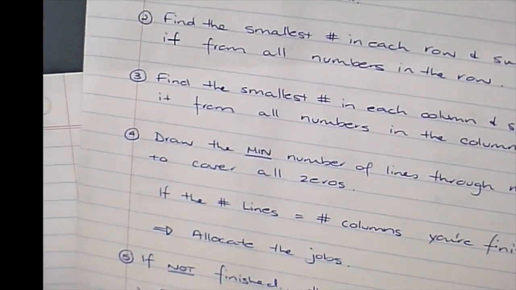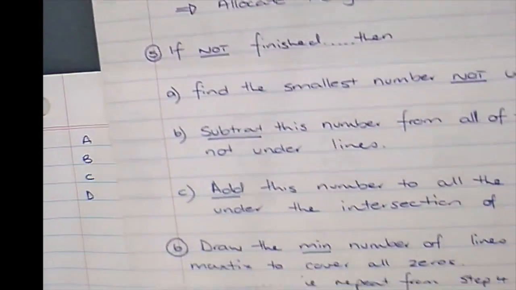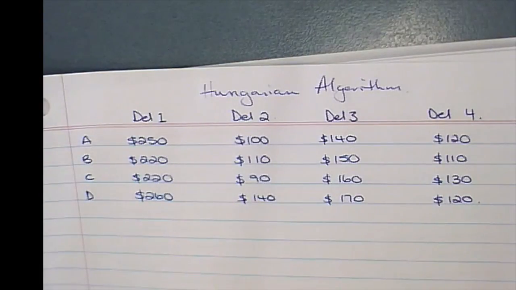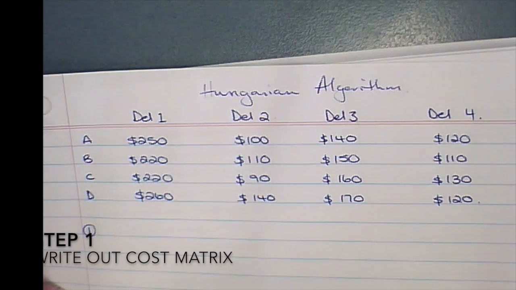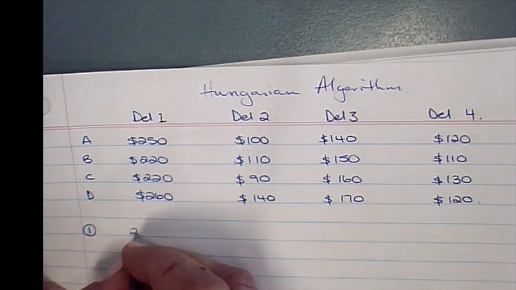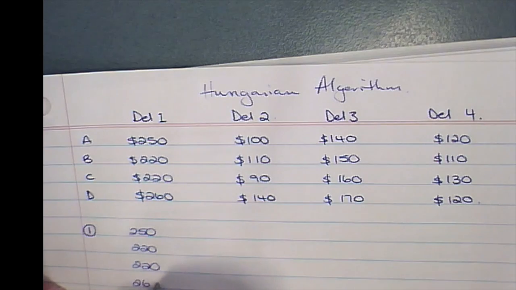Now we have a series of steps that we're going to work our way through, and you can find a copy of this on Connect. So first, step 1, is we need to write out our cost matrix. And what that is, it's just the numbers, no dollar symbols, so no unit symbols.